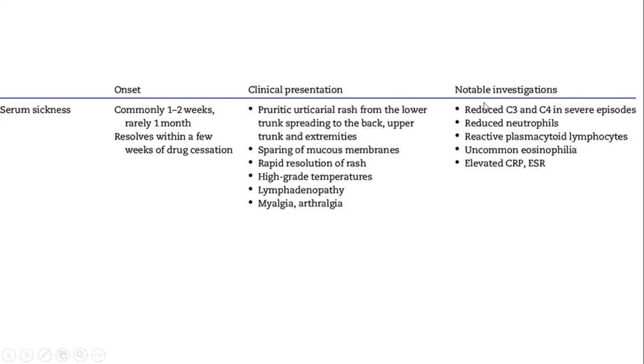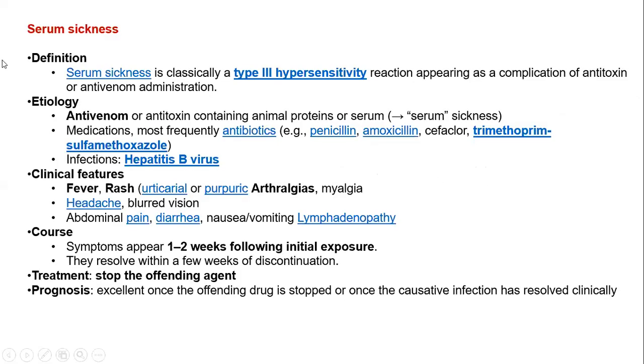In terms of diagnosis or investigation, you look for reduced C3 and C4, reduced neutrophils, and some eosinophilia or elevated levels, by which you can diagnose this condition. In the same way, I have given more text; you can read a little more about it. Basically, serum sickness can come from antivenom or antitoxin containing animal proteins or serum, or antibiotics, or in a case of hepatitis B virus also it can come.